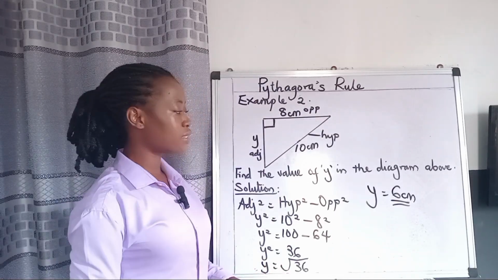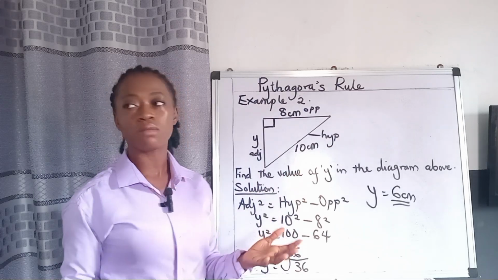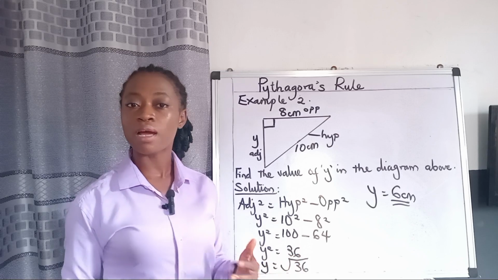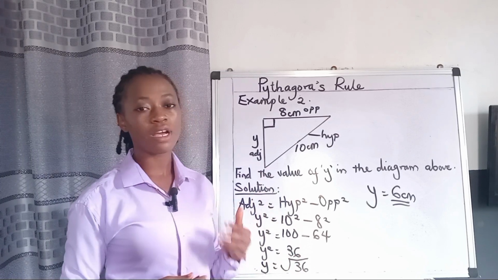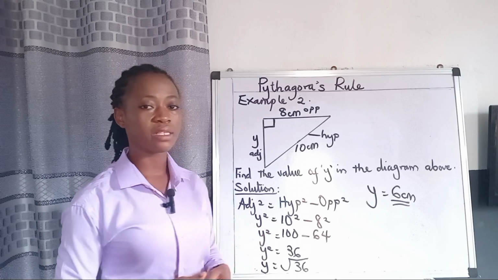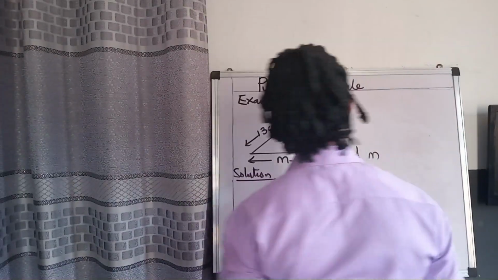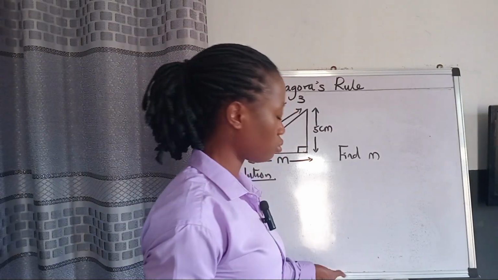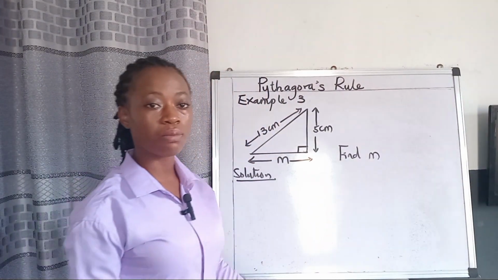Okay. Let's look into another example. All you need to do is draw different shapes of right angle triangle. Draw it in different corners, and once you are able to identify the three sides, apply Pythagoras rule and you'll be able to find any of the missing sides. It's that simple. Okay, we have another example here.